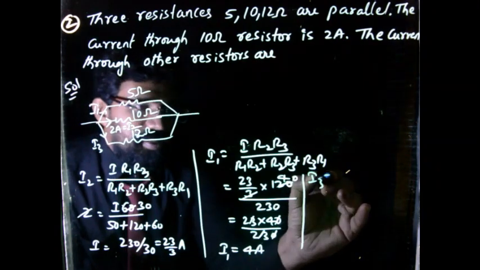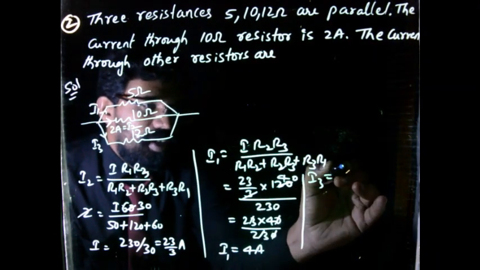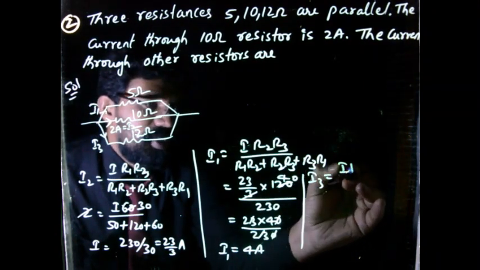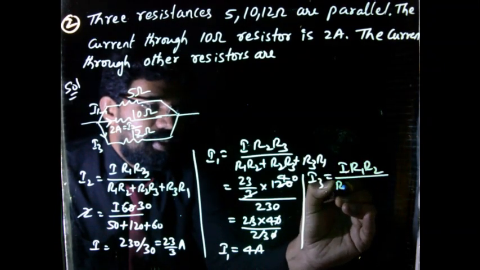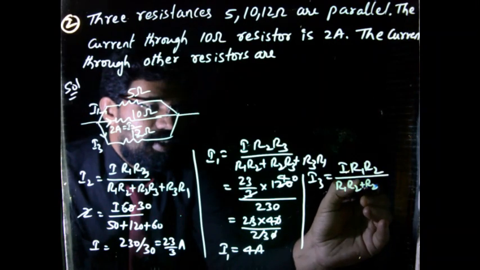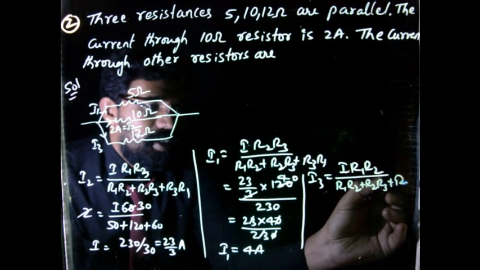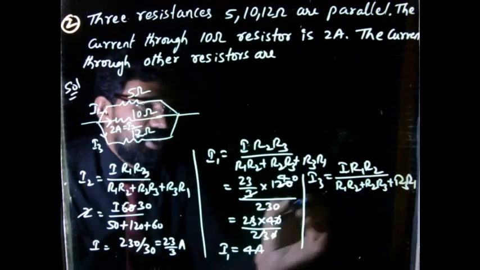I3 is equal to, how it can be written? Similarly, if I3 is taken, R3 will be missing in the numerator: R1 R2 by, in the denominator, R1 R2 plus R2 R3 plus R3 R1. This is what you will get.